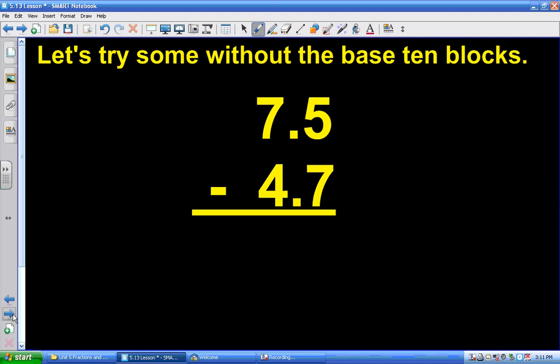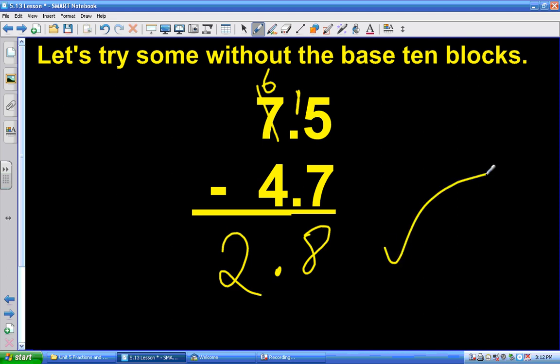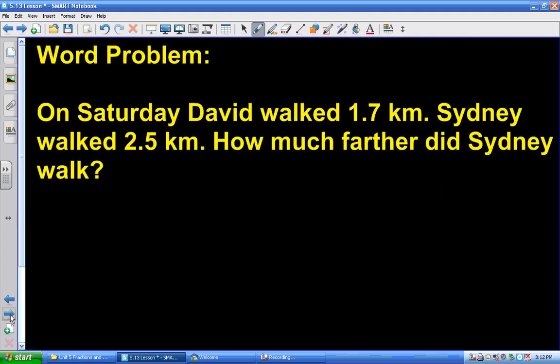You have to cross out the 7 and make it into 6. Why? Because you can't take away the 5. Good job. You can't take away 7 from 5. So you got to go over here to the ones, take away, and put in a 15 there. So what's 15 take away 7? 8. Good job. What's next? And then 6 minus 4 is 2. And then put a point there. Point there. And then 6 minus 4 is 2. There you go. Did she do it right? Yes, she did. Next one.